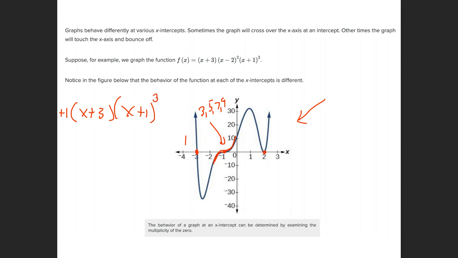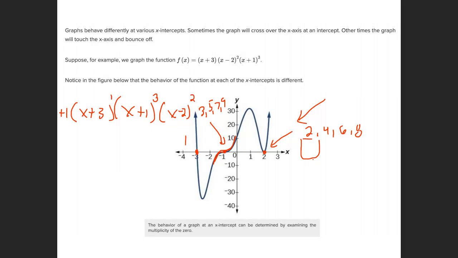And then here, I know that that's a solution, so x minus 2. But if it touches and goes back up, I know that this is going to be an even degree. It's going to be either 2, 4, 6, 8, I don't know. But the fatter it is down here, the higher the degree is. It kind of looks like it just touches and goes back up. So I'm just going to use a second degree.